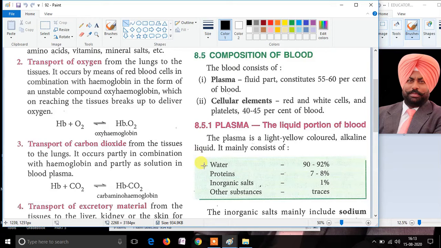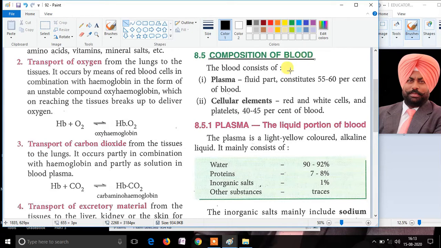In our previous video we discussed the need for transportation in the body, types of fluids in the body, properties of blood, and the functions of blood. If you haven't watched that video, go and watch it first before watching this video. So let's start the topic for the day, the composition of blood.